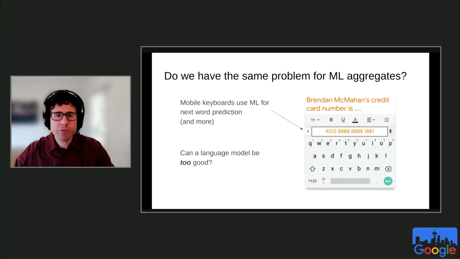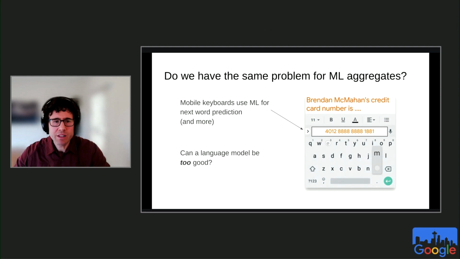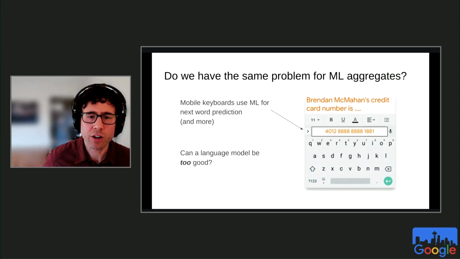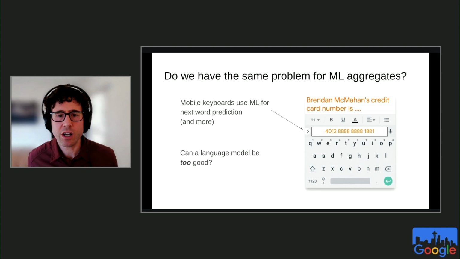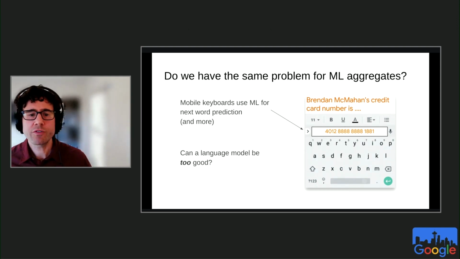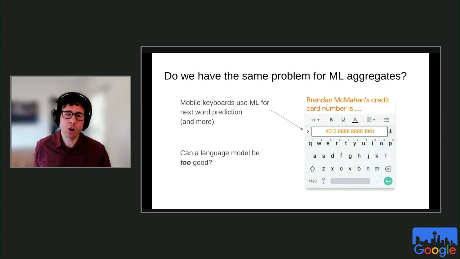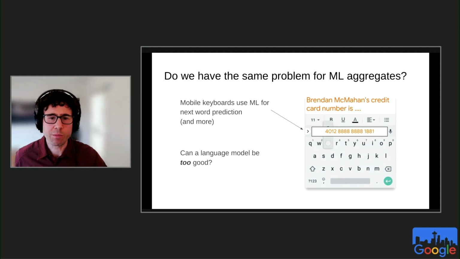Do we have the same problem for ML aggregates? It's maybe less obvious, but again, I think the answer here is clear that at least in some cases, this can be a problem. For other classes of models, it's maybe less clear. Maybe it's not a problem in all cases, but certainly if you have something like a language model in a mobile keyboard that correctly completes the sentence, "Barry McMahon's credit card number is," then we have an anonymization problem.